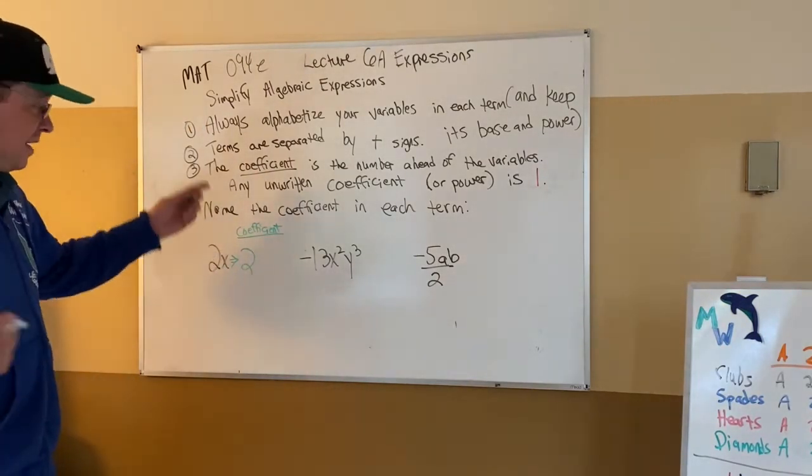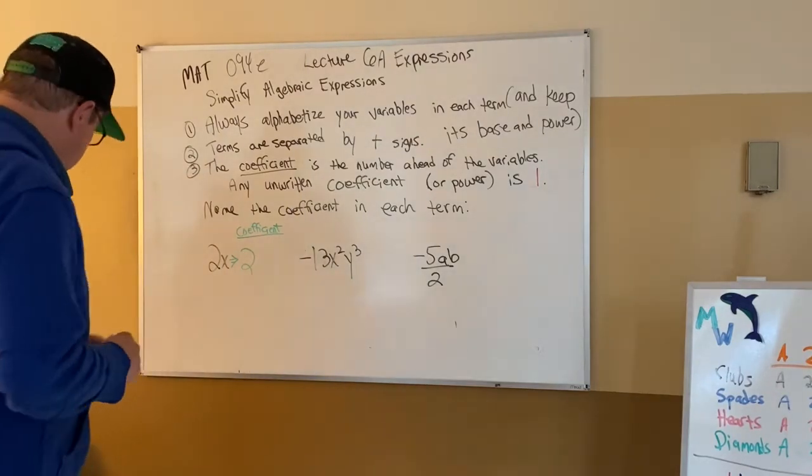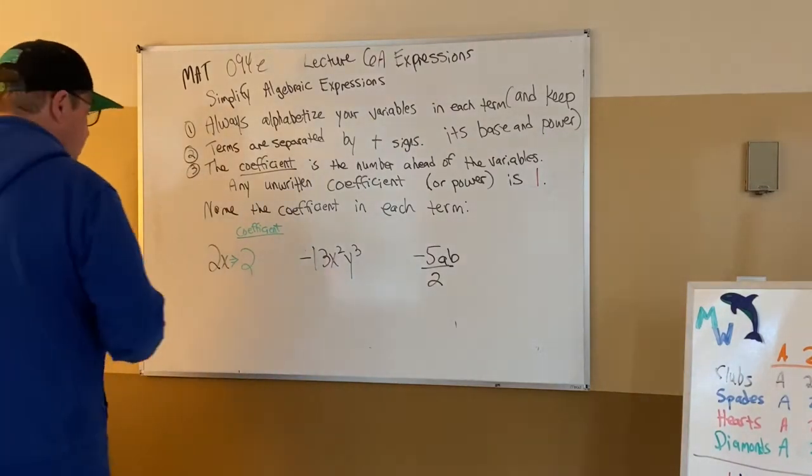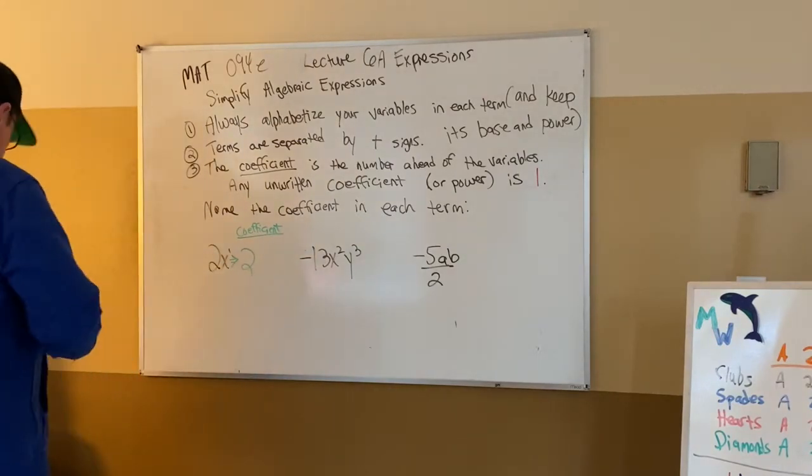Two is in front of x. That's x to the first. If I wanted to put my powers there, I could certainly put the 1 up here. It's 2x to the first, commonly referred to as 2x. 2 is the coefficient.